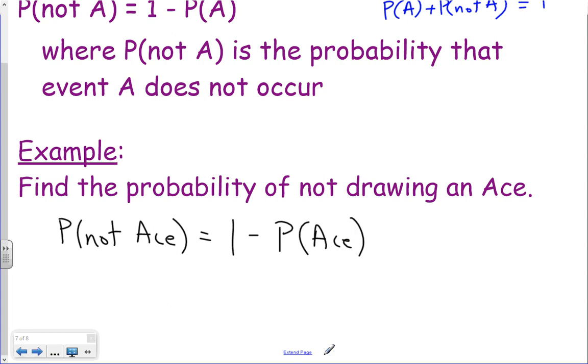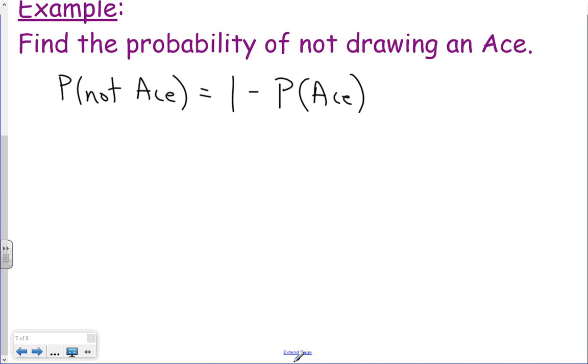And actually, we just did that on the previous example there, right? The probability of getting an ace. There's only 4 aces in the deck out of 52 cards. So that's 4 out of 52 is the probability of getting an ace. So 1 minus that would be 52 over 52, minus the 4 over 52. That would give me 48 out of 52 ways to do that. Probability of not getting an ace.